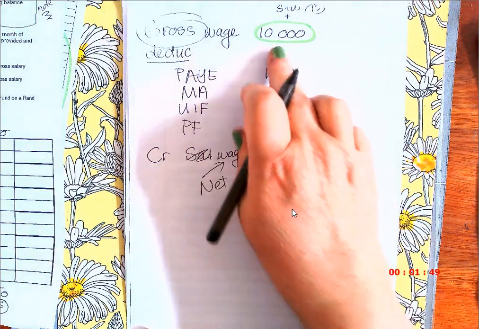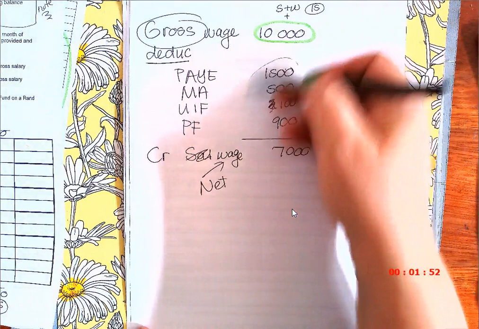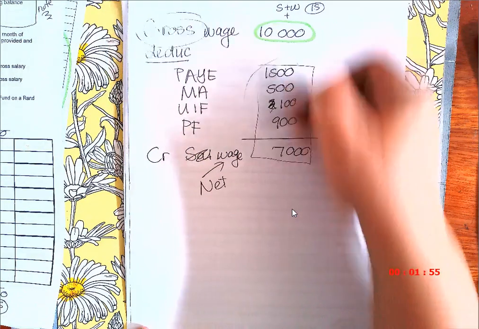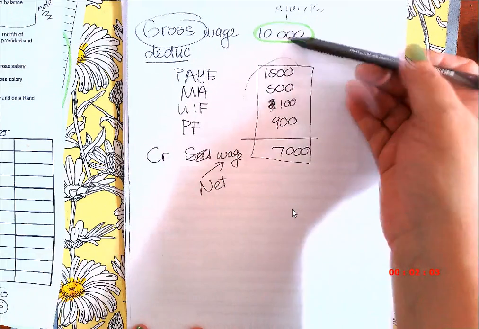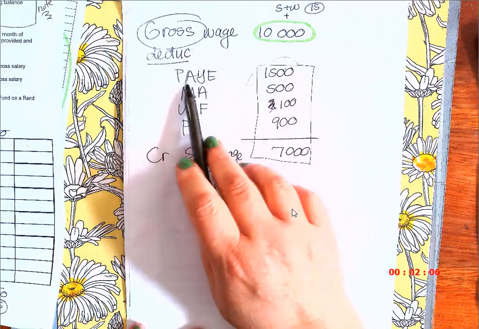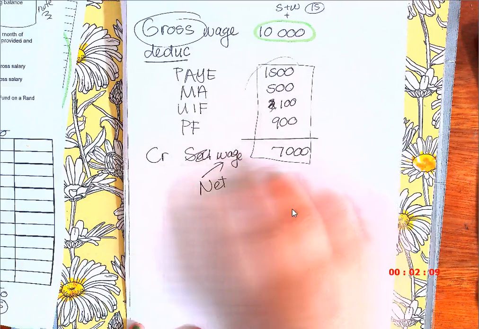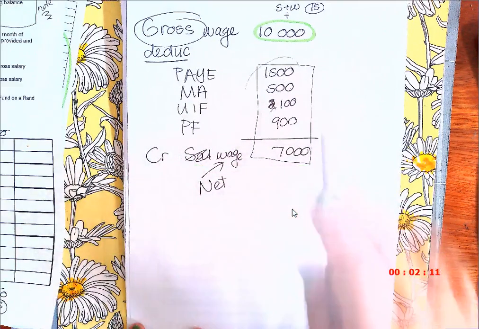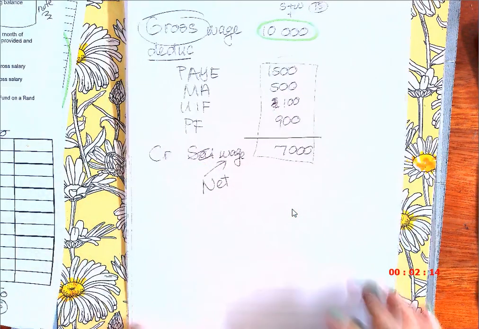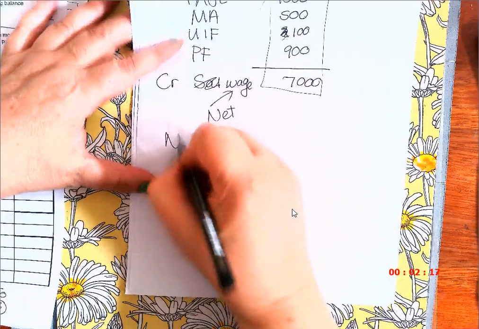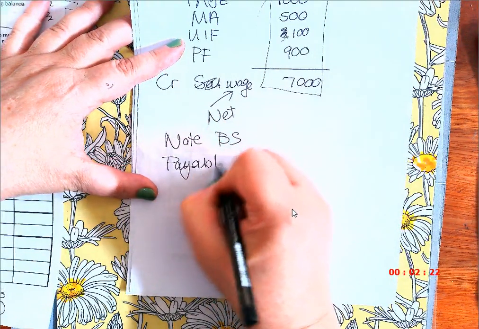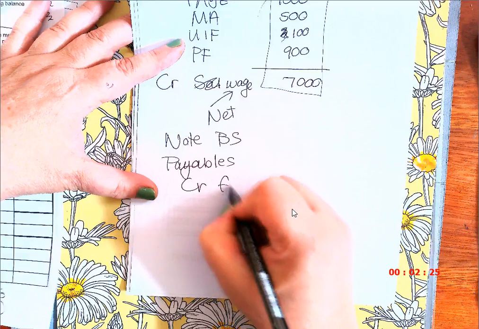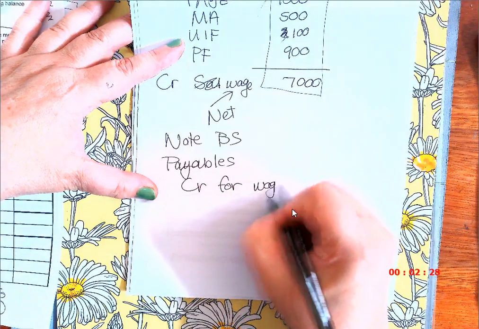It's my expense. So this is an expense. These other things add up to 10. These other things are what I need to pay. And you can see if it adds up, it will add up to 10,000. But it tells me SARS needs to get so much, medical needs to get so much, everybody gets so much. Can you see this is my payables? So in my note, in the balance sheet, for payables, I'm going to put creditors for wage or salary, the 7.